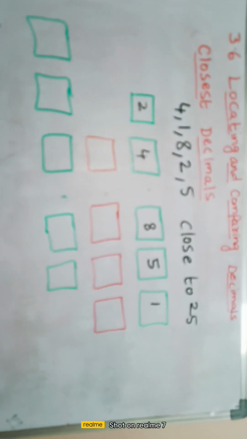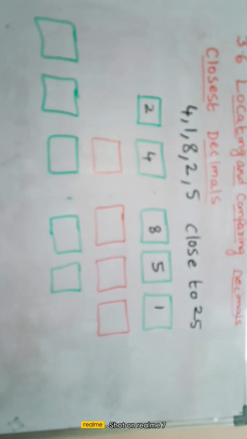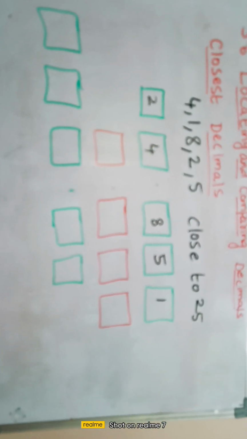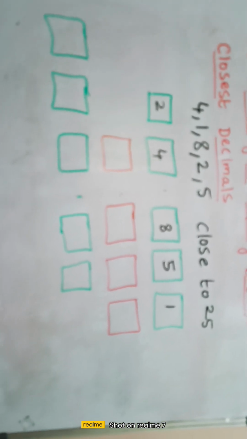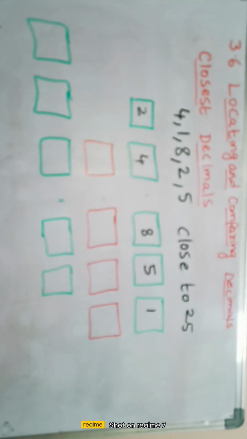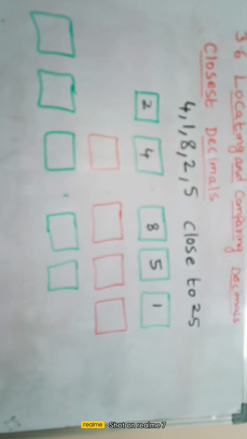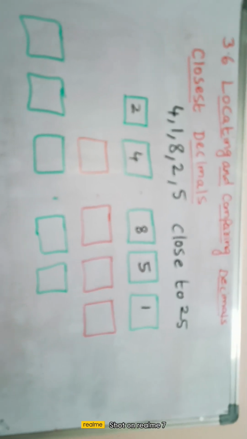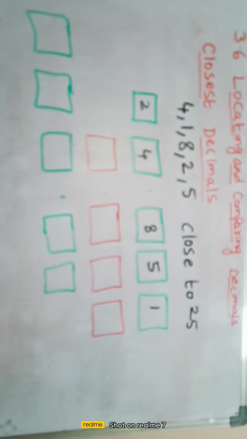By using 4, 1, 8, 2, 5, we have to arrange the number closest to 25. By using those digits, we can write 24.851. The other two boxes we cannot use because in the second row only one box is there. Closest to 25 means we can take 24 or 28, 25, but the remaining two rows are not valid. So the first row is 24.851, which is closest to 25.